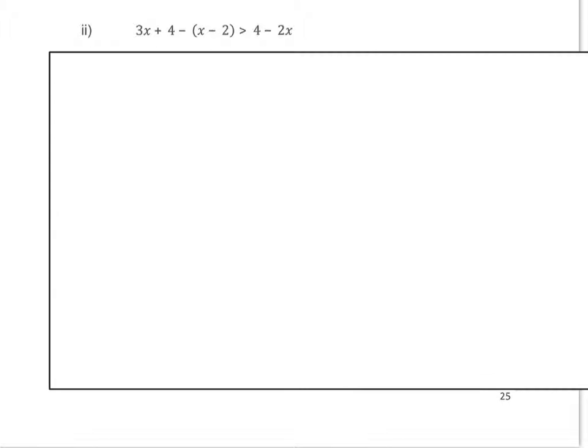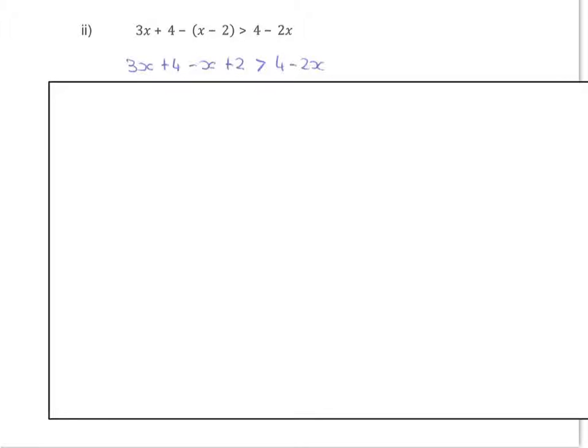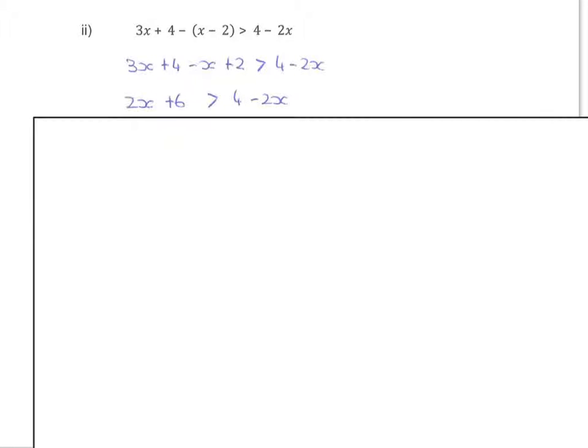A second example, again nothing more difficult really than in example 1, just a bit more algebra of simplifying to do. So first thing, again, expand out the brackets. By doing that, you get 3x plus 4 minus x plus 2 greater than 4 minus 2x. Again, simplify everything and then collect like terms, basic algebra skills. So doing that, you get 2x plus 6 greater than 4 minus 2x.